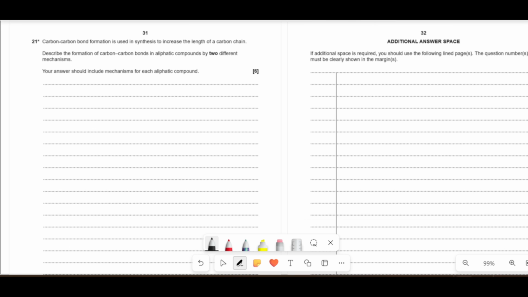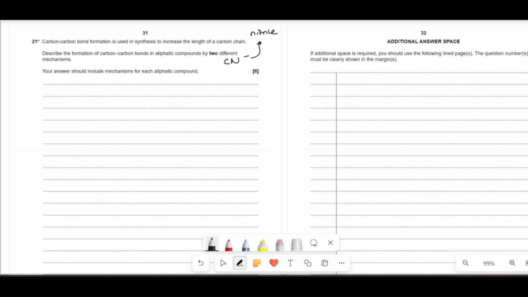So now it says carbon-carbon bond formation is used in synthesis to increase the length of a carbon chain. Describe the formation of carbon-carbon bonds in aliphatic compounds by two different mechanisms, and you should include the mechanisms for each. So the only thing that I can think of that we can use to extend the carbon chain in an aliphatic, so we're not dealing with things like benzene, is going to be through the use of CN-, which is all to do with nitriles.